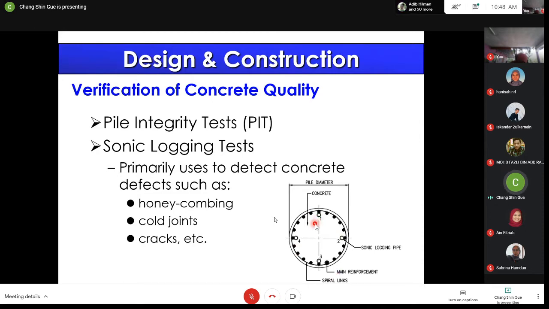Once you have completed your bored piles and they are grouted at the site, these PVC pipes are hollow, so you can actually send equipment into these pipes. They send in waves, and you have a receiver on the other end. With that information, you will get to know what your concrete quality is like, whether there are joints or cracks. So this has to be pre-installed in the reinforcement cage.